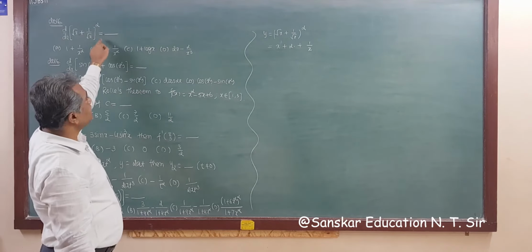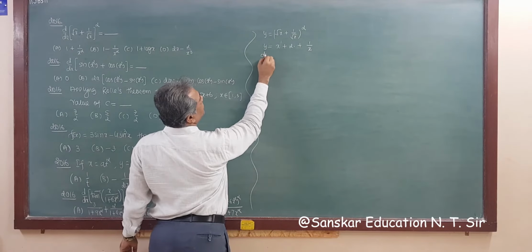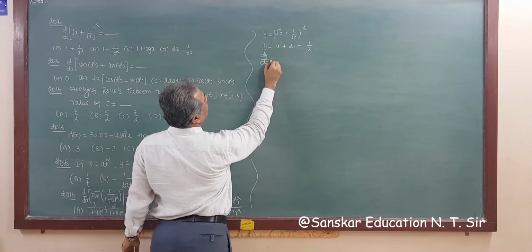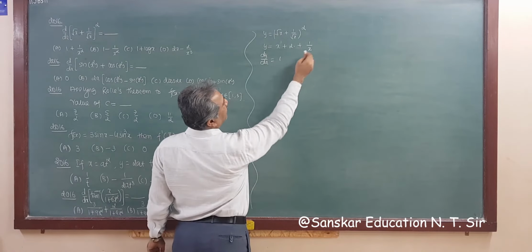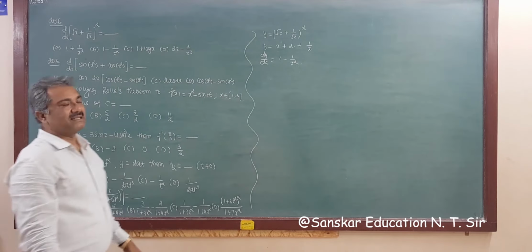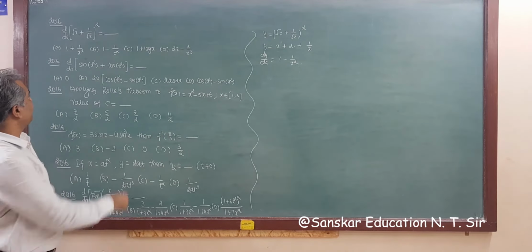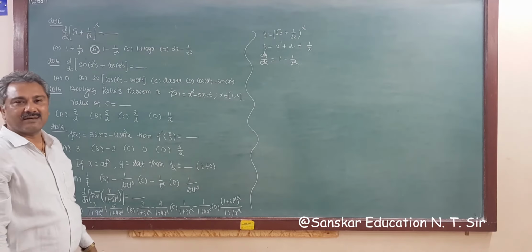So this whole square is y. Now differentiating this function with respect to x, d/dx of x is 1, the derivative of 2 is 0, and the derivative of 1 upon x is minus 1 upon x square. So the answer is 1 minus 1 upon x square. That is, option B is the correct answer.